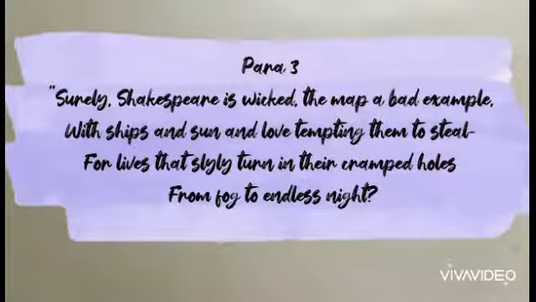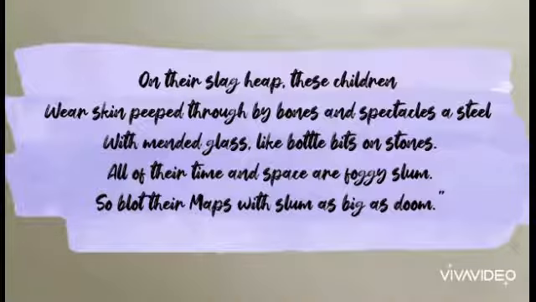Para 3. Surely Shakespeare is wicked, the map a bad example, with ships and sun and love tempting them to steal, for lives that slyly turn in their cramped holes, from fog to endless night. On their slag heap, these children wear skins peeped through by bones and spectacles of steel, with mended glass like bottle bits on stone. All of their time and space are foggy slum. So blot their map with slums as big as doom.